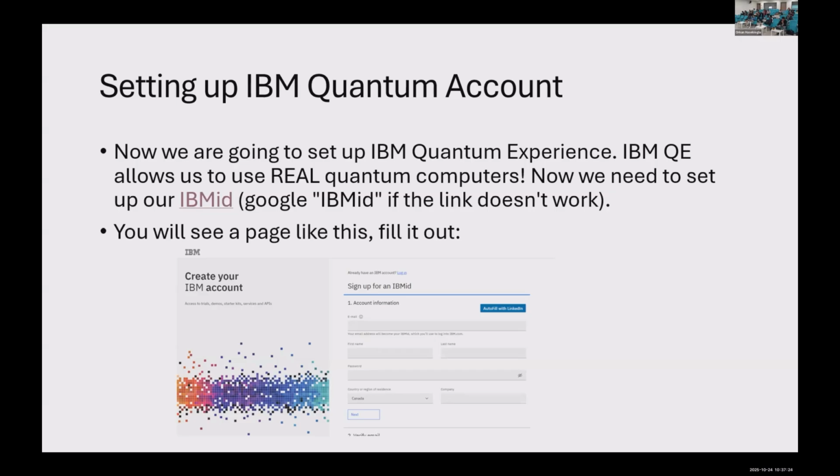IBM Quantum Experience allows us to use real quantum computers. So it's a really nice service by IBM, a company which I personally like a lot for taking care of us with education and outreach service. And we will have a speaker from IBM today talking about protein structure prediction and the microbiome.